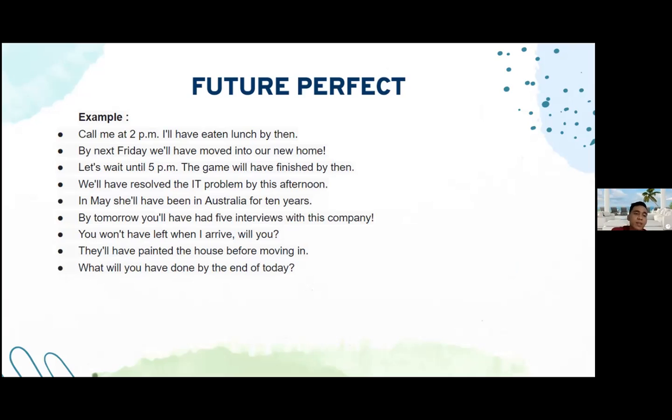Example: call me at 2 p.m., I will have eaten lunch by then. Number 2, by next Friday, we will have moved into our new home. Number 3, let's wait until 5 p.m., the game will have finished by then. Number 4, we will have resolved the IT problem by this afternoon.